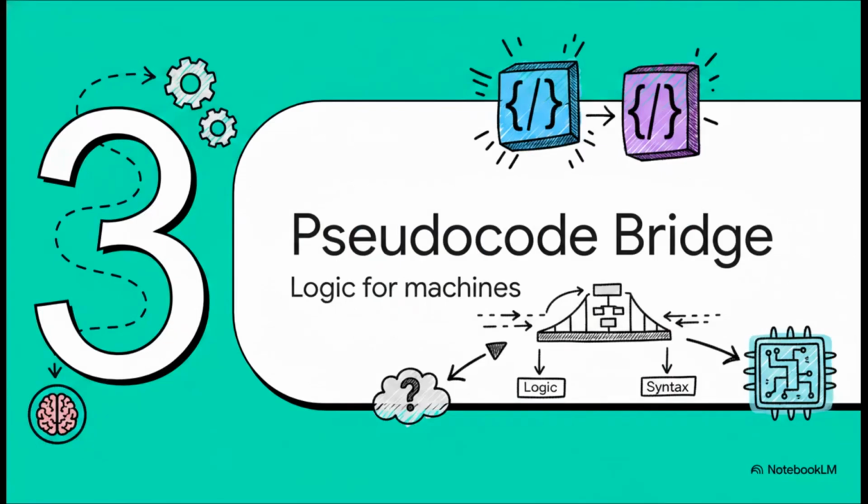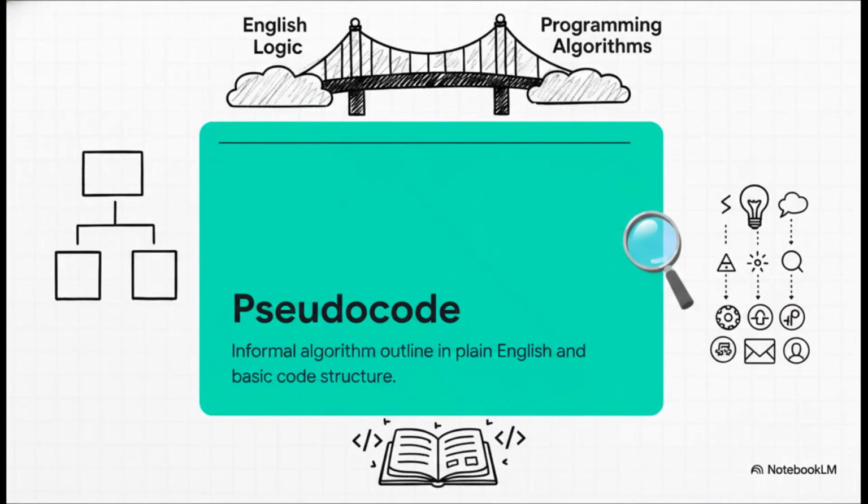Which brings us to Section 3, Pseudocode, the coding bridge, translating human logic for machines. Okay, so we've established that algorithms are just human logic. But actual programming languages like Java, Python, or C++, they can look terrifying. To get from our everyday human logic over to their machine syntax, we use something called pseudocode. The prefix pseudo just means fake or mock, so literally, mock code. Think of it as the ultimate bridge.